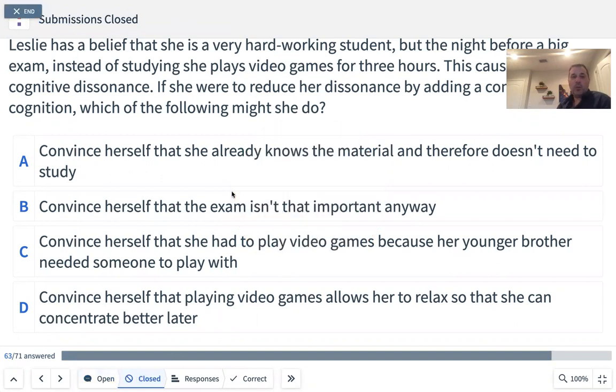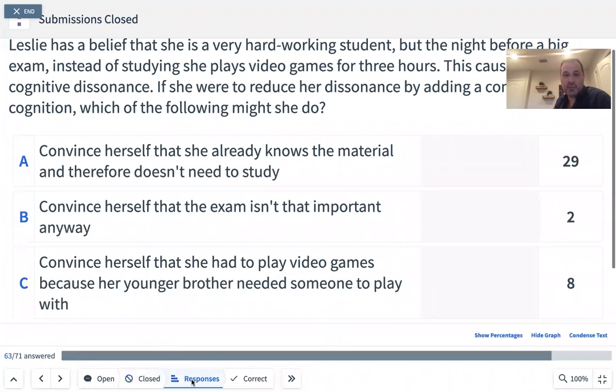All right, so all of these are ways that Leslie could reduce her cognitive dissonance. They're not all adding a constant cognition though. So for instance, convincing herself that the exam isn't that important is minimizing the importance of the conflict. Convincing herself that she had to play because her younger brother needed someone to play with is reducing perceived choice. D is probably the best answer here.